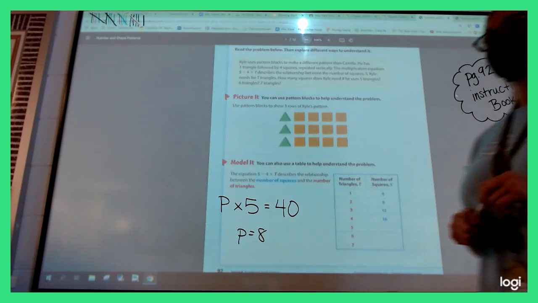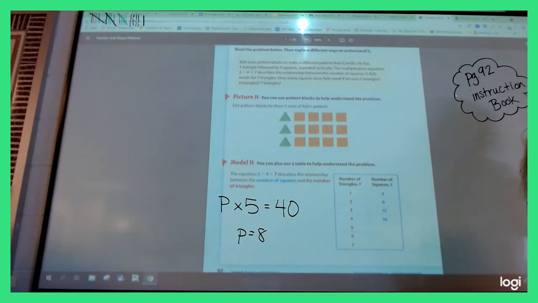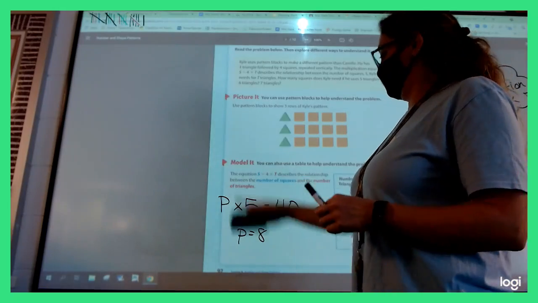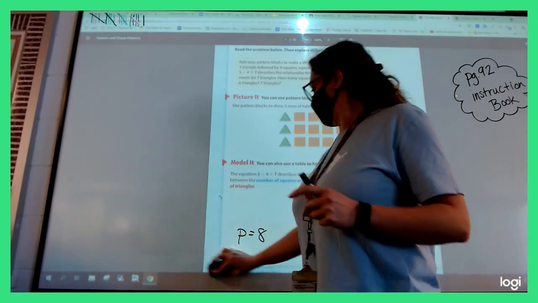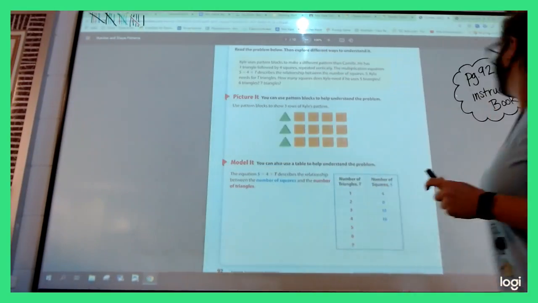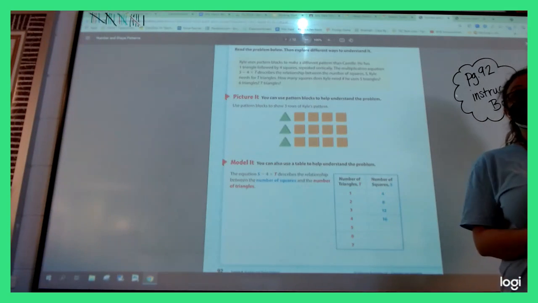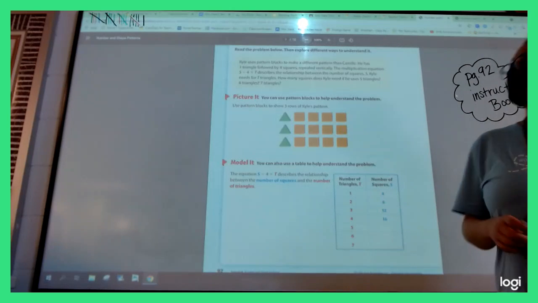Hayden? You could have said 40 divided by 5. Right. That would be switching it all around, thinking about it a different way. Okay. So stick with me today. It should seem maybe a little hard, maybe not to all of you, but that's okay. It's new material. All right.